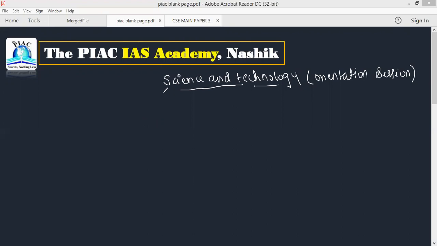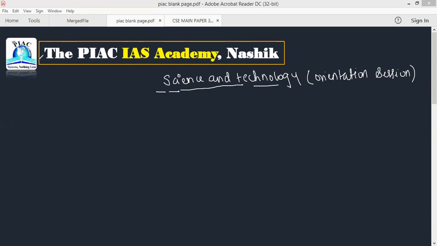In this session we are going to make you familiar with the syllabus. What is the demand of that paper? How the questions are being asked, how you should tackle this, and what should be the approach while dealing with this topic of science and technology. So we are going to deal with today's orientation. Let us start with the session directly.